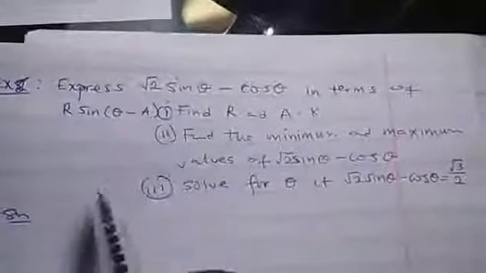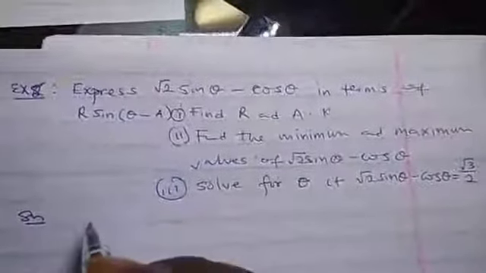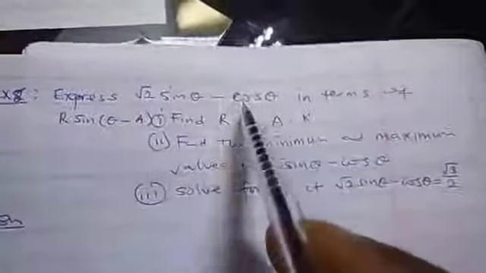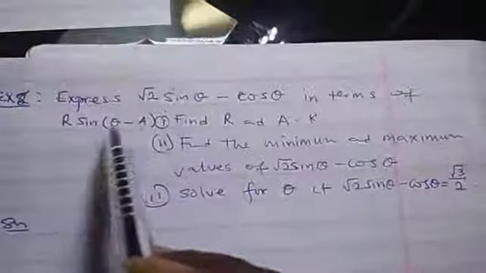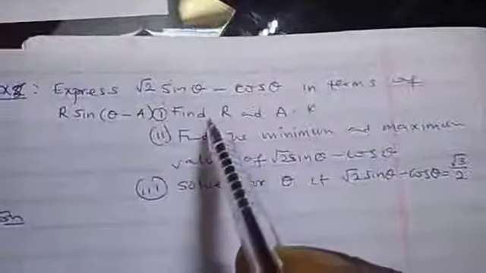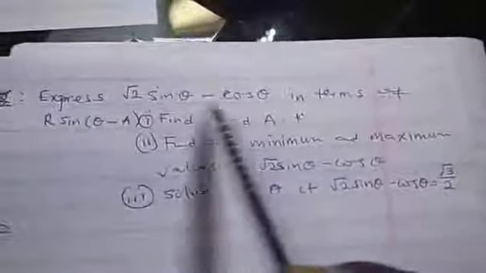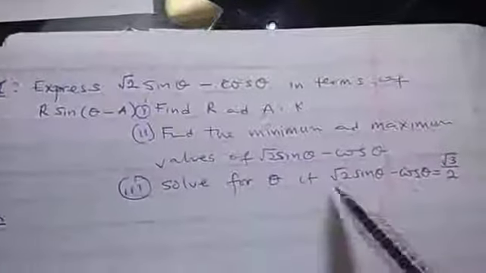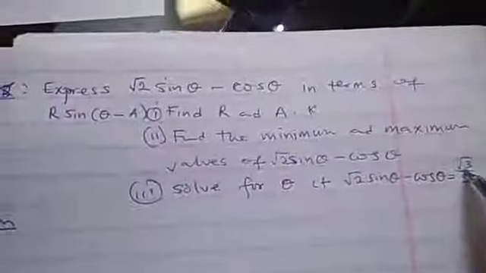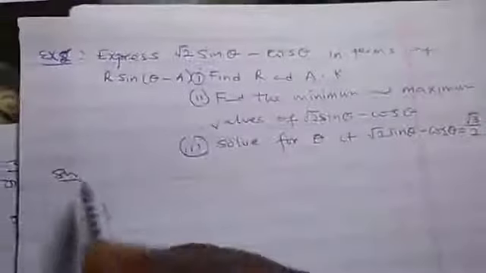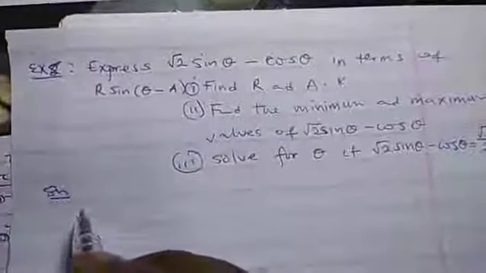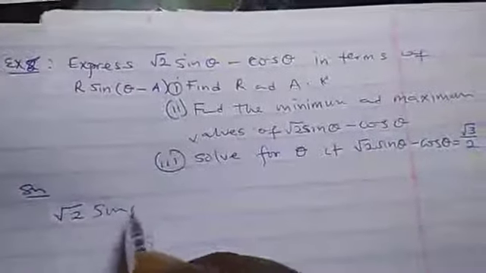Now let's take another example on this. This is another example on that question. Now we have to express this expression in terms of r sine theta minus a. Find r and a. Find the minimum and maximum value of this expression and solve the same expression equal to root 3 over 2.